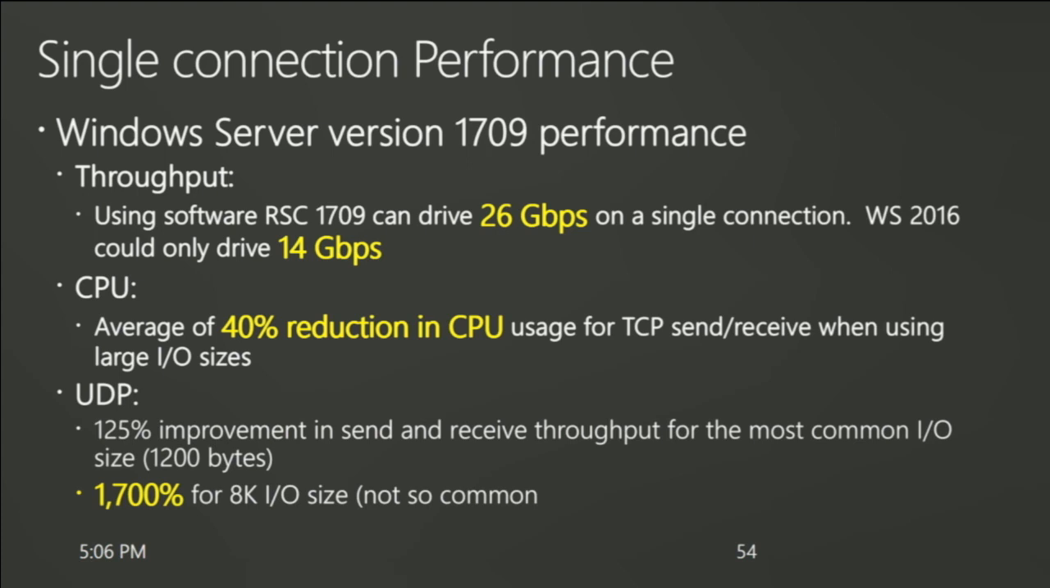We've increased our single connection performance in the new version of Windows Server 1709. Well, we can now push 26 gigabits, whereas before we used to push 14 gigabits. CPU usage is reduced by 40% while we're doing that. And on the UDP side, we have 125% improvement over the previous Windows Server for standard I/O sizes. For really small I/O sizes, which are hopefully never used, but I don't know, maybe there's someone out there using those things, it's actually 1,700% faster.